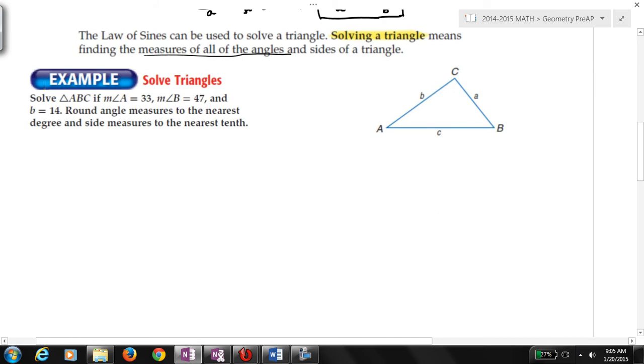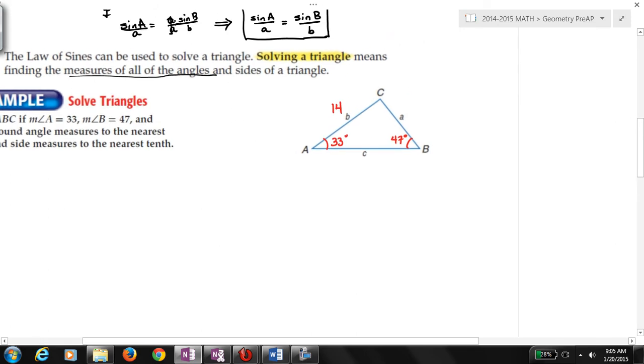Solve triangle ABC, measure of angle A is 33 degrees, measure of angle B is 47 degrees, and side B, lowercase b, is 14. Round the angle measures to the nearest degree and side measures to the nearest tenth. Alright, so let's go ahead and calculate this.